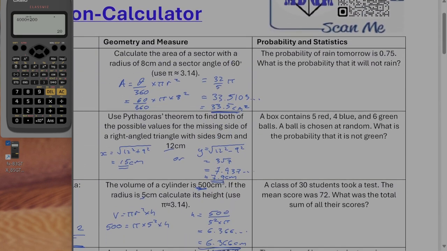Okay, and final row. The probability it rains tomorrow is 0.75. What is the probability that it will not rain tomorrow? So it will either rain or it won't rain. So we're going to go 1 minus 0.75, which is going to be 0.25.